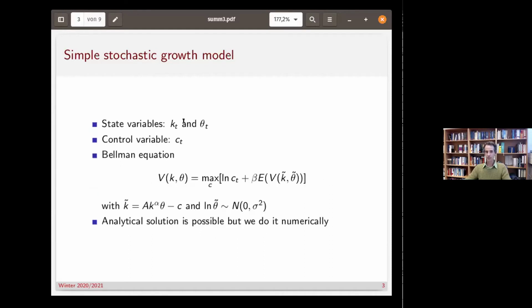Then we have two state variables, k and theta. We have the control variable. We have the standard Bellman equation. What's new here is that we have two state variables. Up to now, we only considered one state variable, but everything else is just the same as before. And it's also possible to derive the analytical solution, but we don't.